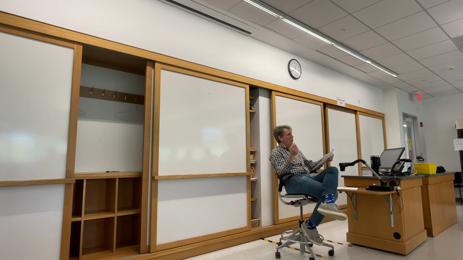Juxtamedullary and cortical. Which one is more common? Cortical, right? 80 to 85%, 15 to 20% are juxtamedullary. Let's talk about the physiology then.